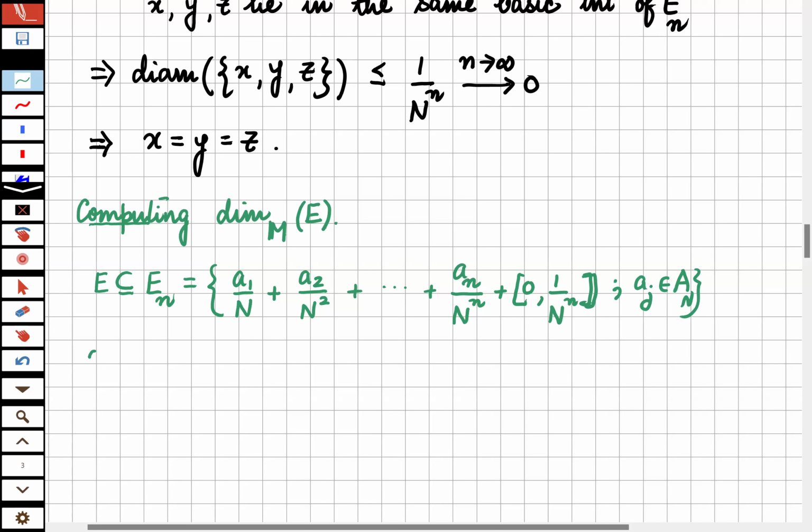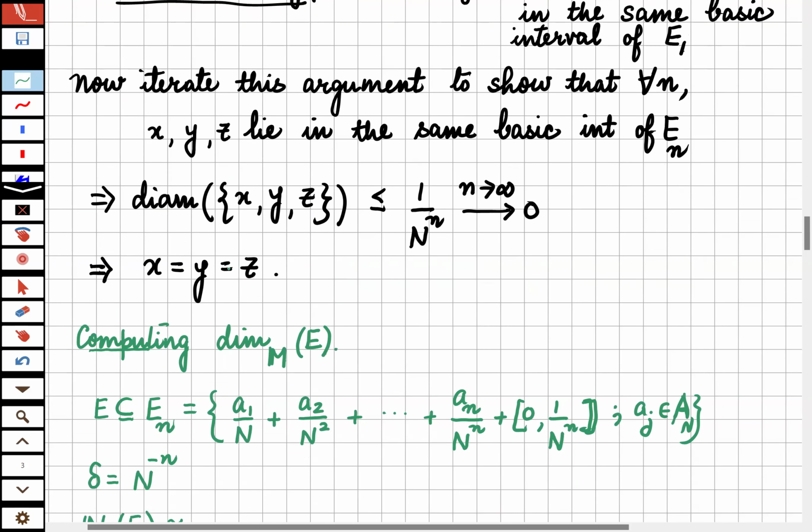So what is delta, the size of the interval? What is delta in this case? 1 over capital N to the little n. Very good. Okay, great. And how many intervals do we need? This is the number of intervals required to cover E. So we need exactly as many intervals as there are choices of A1, A2, up to A_n. How many such choices are there? Sorry, what was capital A sub N exactly again? Yeah, capital A sub N.